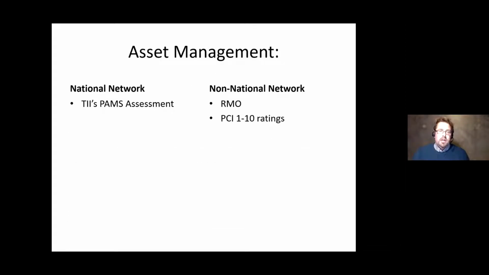So in terms of asset management, the two major processes ongoing in this country at the moment are the TII's PAMS assessment, which is Pavement Asset Management System. And in terms of the non-national network, is the RMO's assessment, I can't remember what it's called, sorry. And then the annual PCI 1 to 10 ratings, which any local authority engineers would be very familiar with.